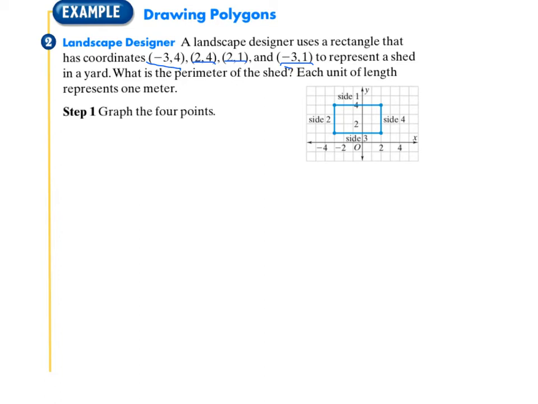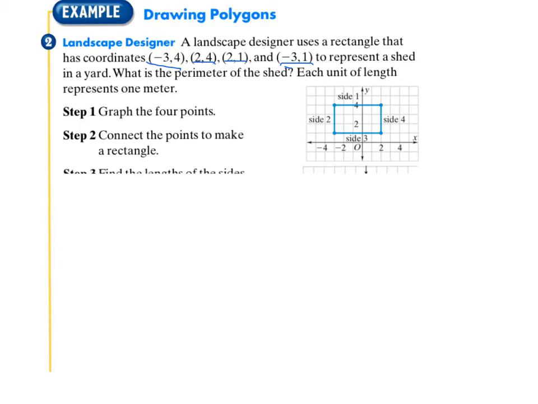Well, first we have to graph the 4 points. So on our coordinate plane, we've graphed our -3, 4, 2, 4, 2, 1, and -3, 1. Then we need to connect the points to make a rectangle. Step 3, we have to find the length of the sides.